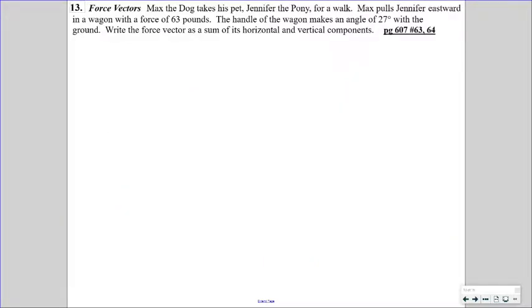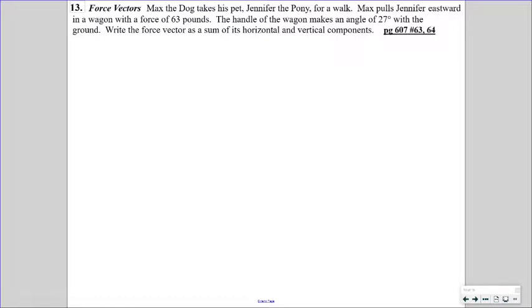All right, last two examples here. Number 13, we've got some word problems to practice. Max the dog takes his pet Jennifer the pony for a walk. He pulls Jennifer eastward, so eastward is going to be to the right, in a wagon with a force of 63 pounds. The handle of the wagon makes an angle of 27 degrees with the ground. We want to write the force vector as a sum of its horizontal and vertical components.